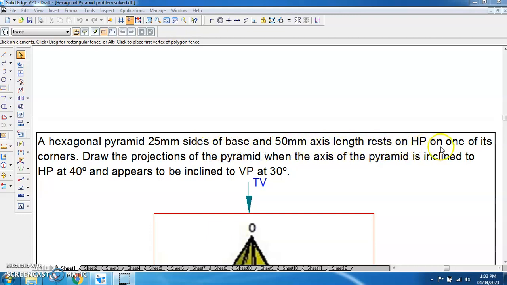rests on HP on one of its corners. Draw the projections of the pyramid when the axis of the pyramid is inclined to HP at 40 degrees and appears to be inclined to VP at 30 degrees.